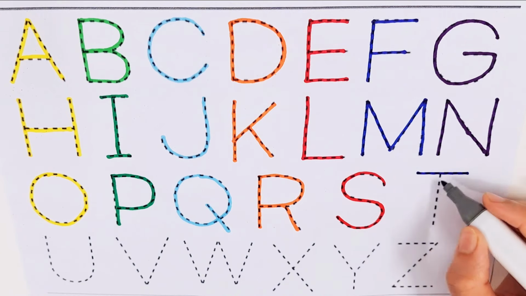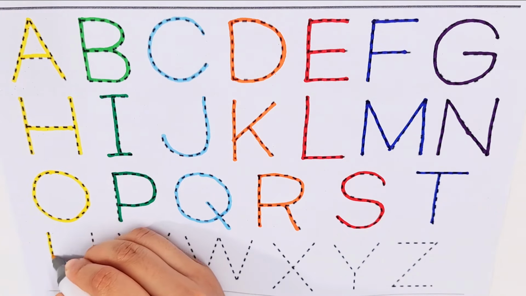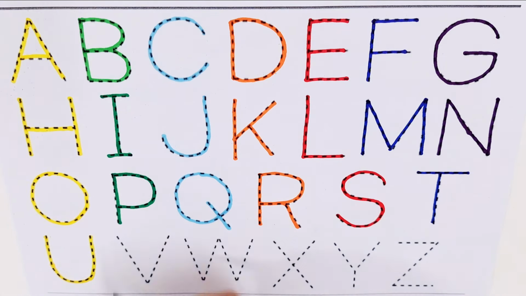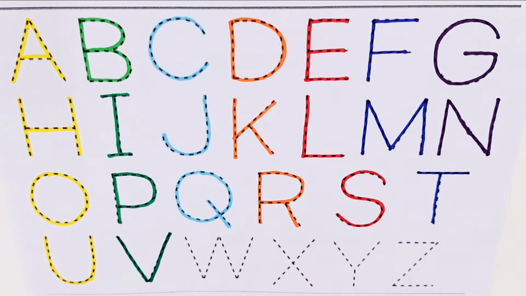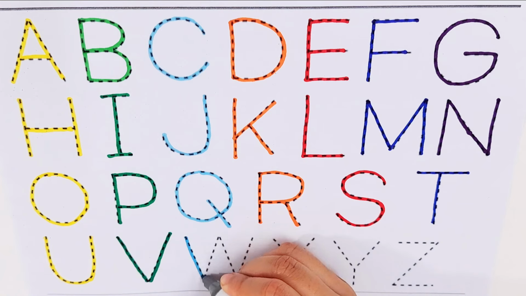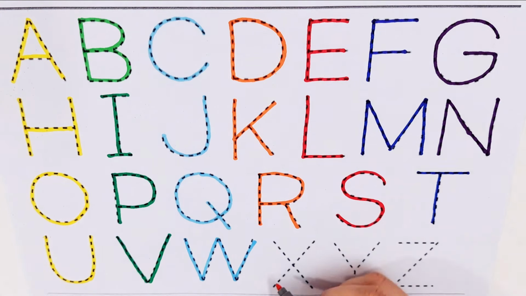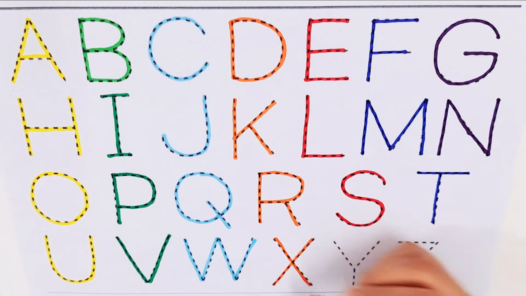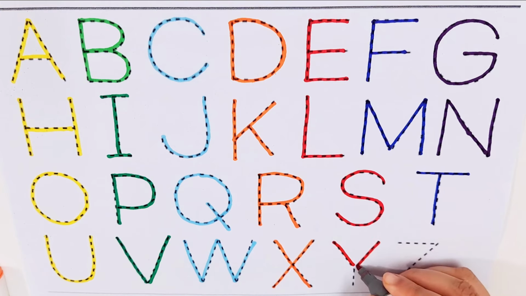T. T for train. U. U for unicorn. V. V for vulture. W. W for watermelon. X. X for x-ray. Y. Y for yogurt.